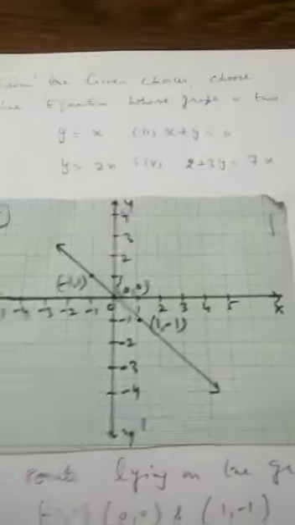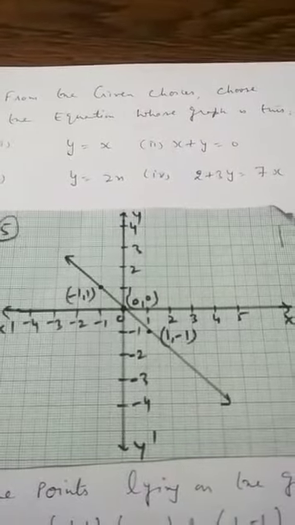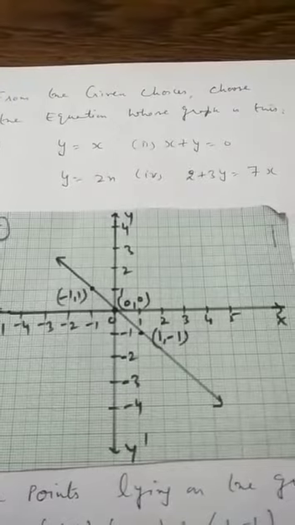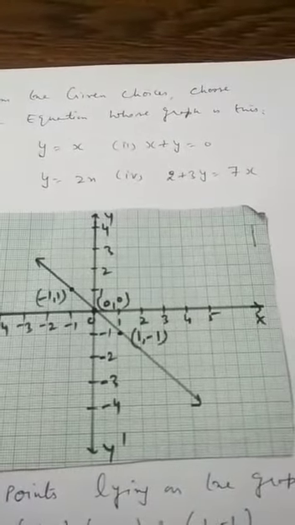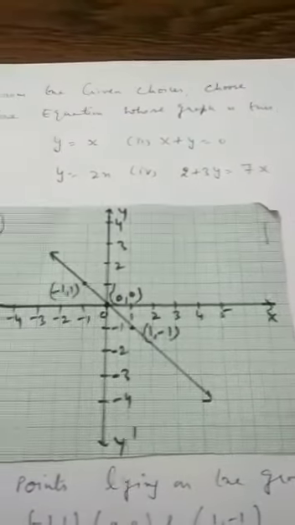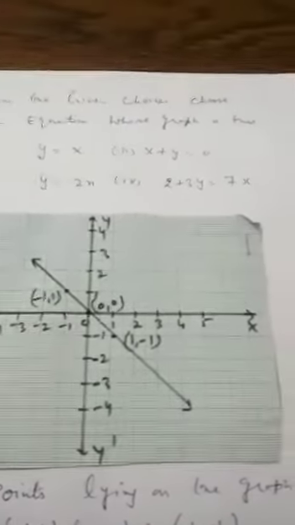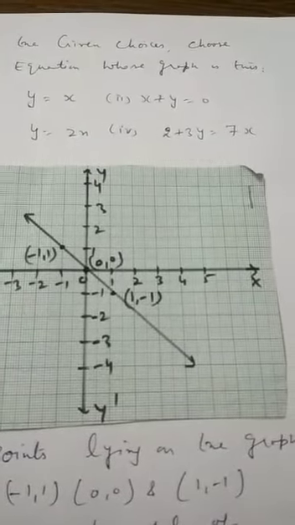Here is the next question from 4.3. You have been given the graph. Now there is no plotting of the graph. The graph is given and some equations are also given: y is equal to x, x plus y is equal to 0, y is equal to 2x, and 2 plus 3y is equal to 7x. One graph is given. This is a textbook question and some equations are given. You will identify this is the graph of which equation.